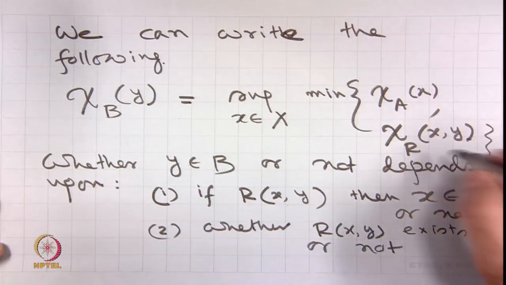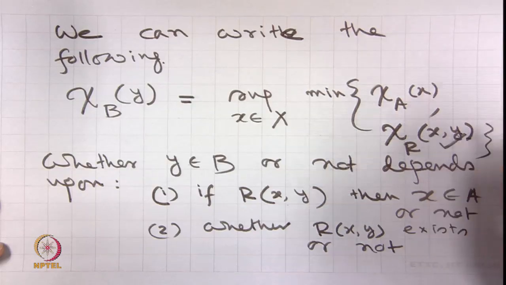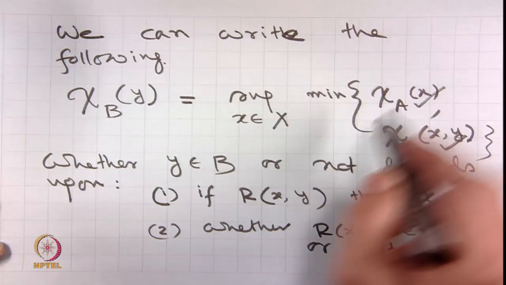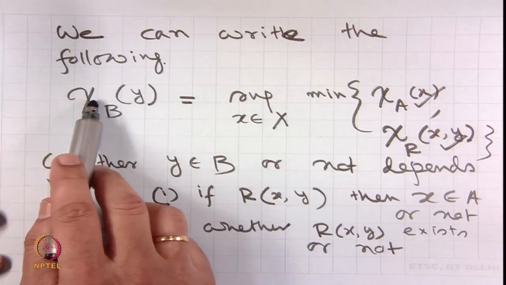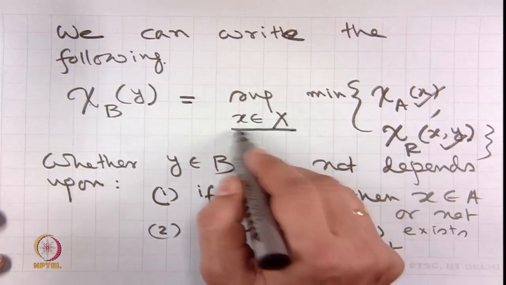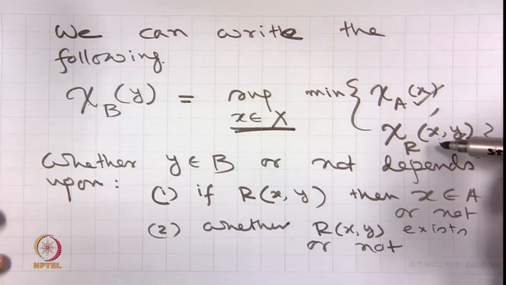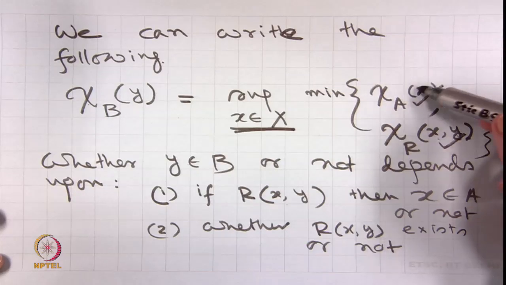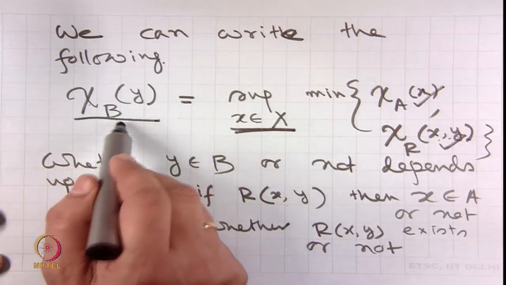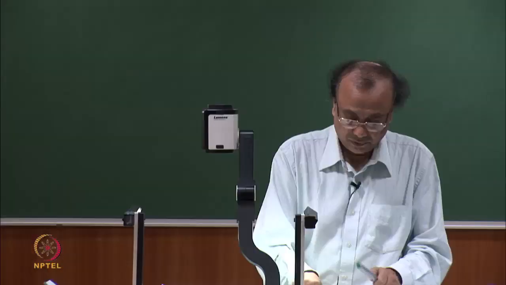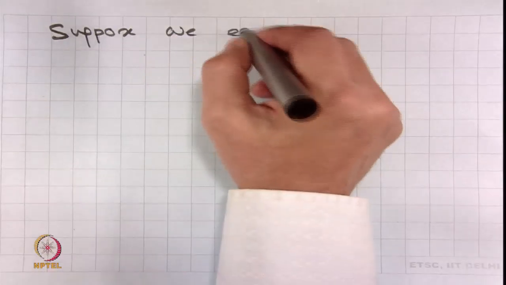So, if both y is related to x and x belongs to A, then we see that y belongs to B. Although here we have used supremum, we know that all the chi values are either 0 or 1. So, when both of them are 1, then only we see that y belongs to B. Now, suppose we extend it further.